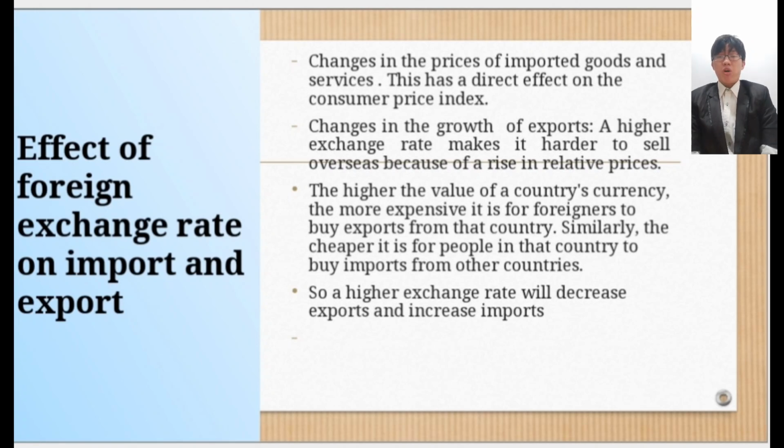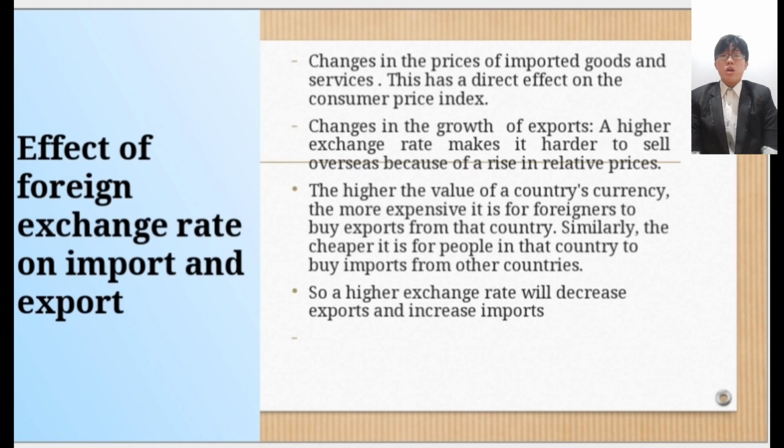Today, I would like to discuss the effect of foreign exchange rate on export and import. The first effect of the foreign exchange rate on import is that it will cause a change in the price of imported goods and services. This has a direct effect on the consumer price index.